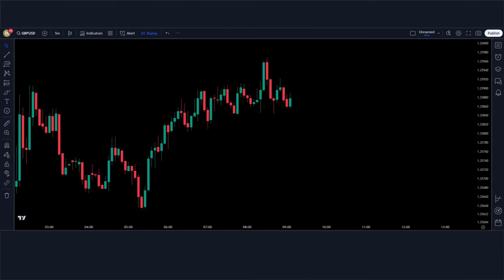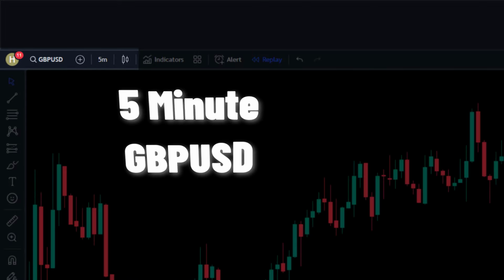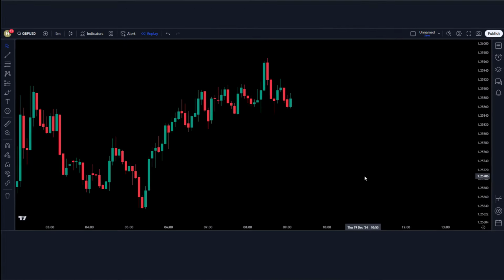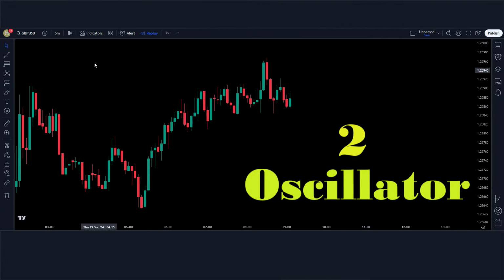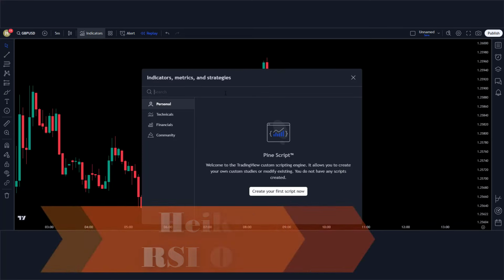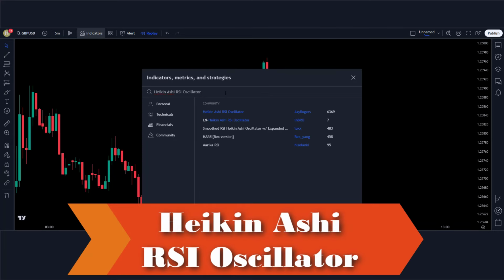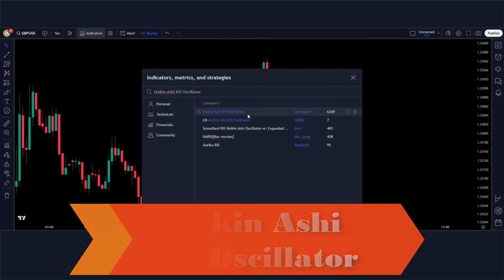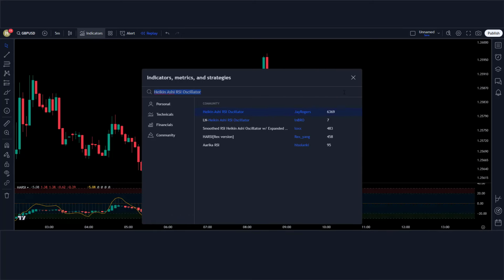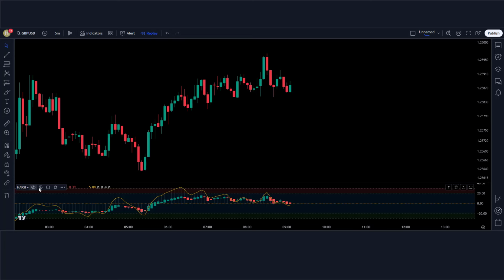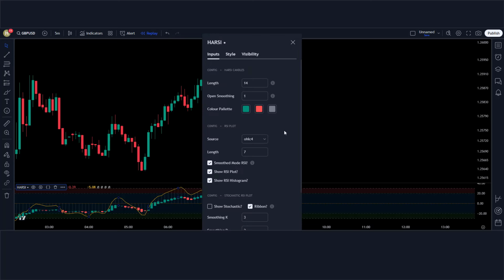So let's get started. Now let's create a trading setup. We are going to test this strategy on 5-minute frame in GBP USD chart. In this setup we would require two oscillators here. First indicator name is Heikin-Ashi RSI oscillator. Keep the indicator setting as I have shown here.